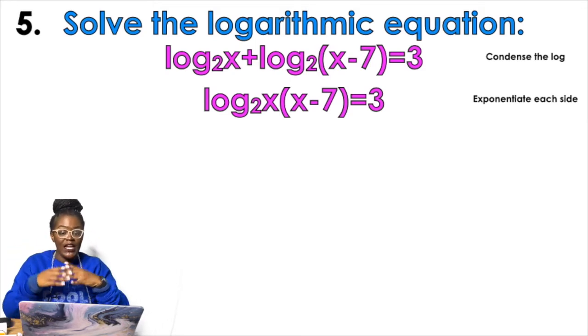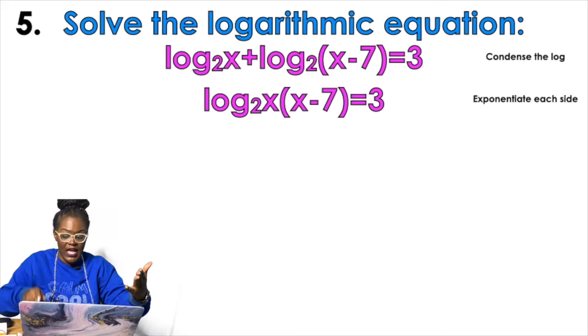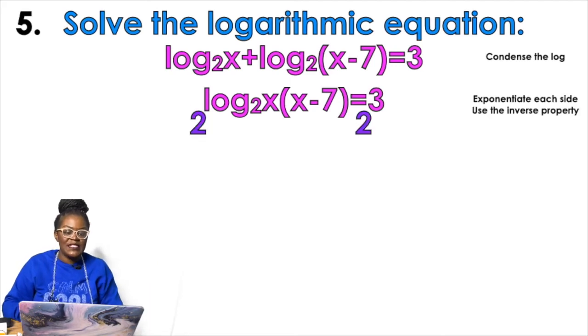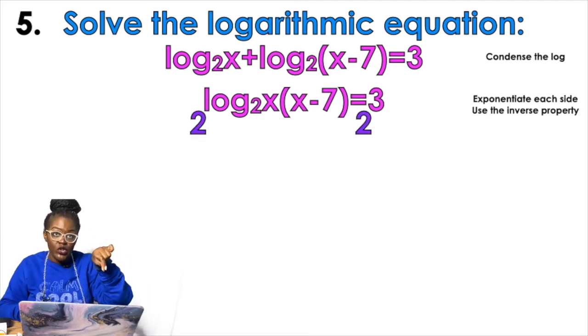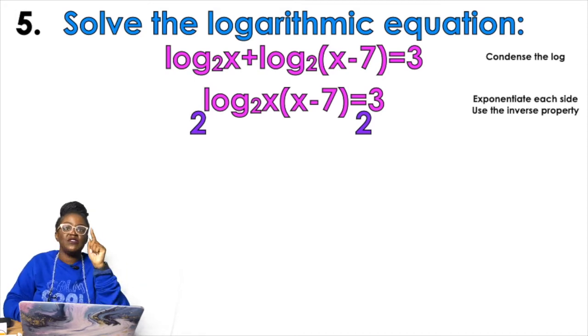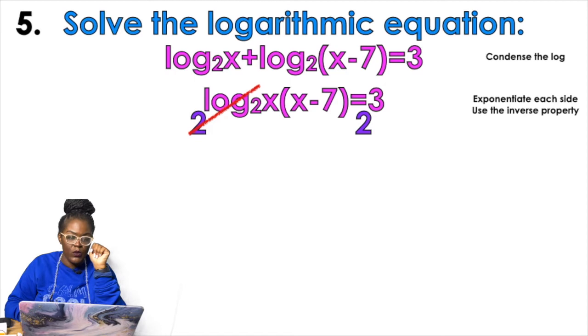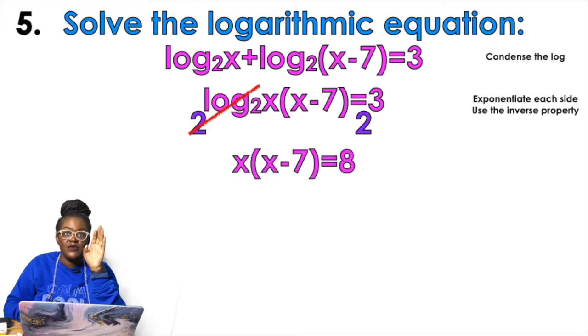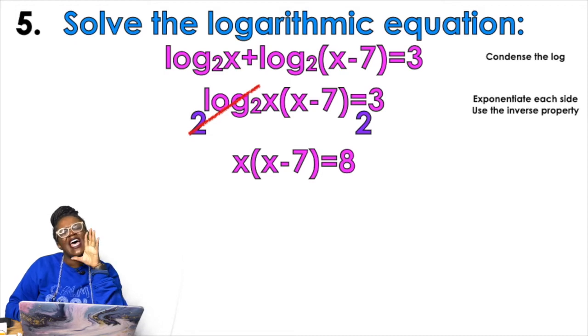Now that I have one log, I can exponentiate both sides. That means I'm going to raise both sides to the base of 2. That lets me use my inverse property. So that leaves me with x times (x minus 7) equals 2 to the 3rd power, which is 8.